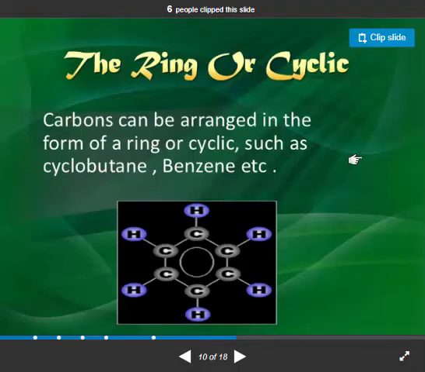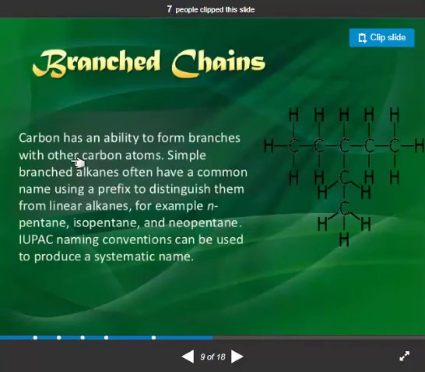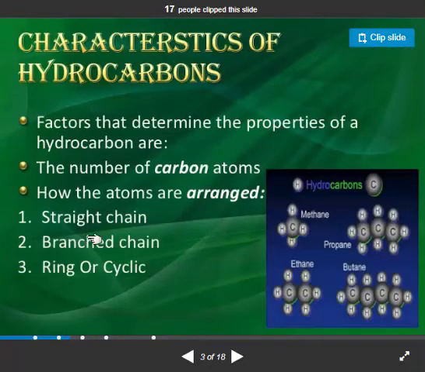Benzene is one of the most important ring compounds. Let's look here. Here we said that we can have a straight chain, we can have a branched chain, and we can have a ring or cyclic chain. One of the most important organic rings is the hydrocarbon benzene. Remember, benzene's structure is C6H6. It is the simplest member of a class of organic compounds which are called aromatic hydrocarbons.